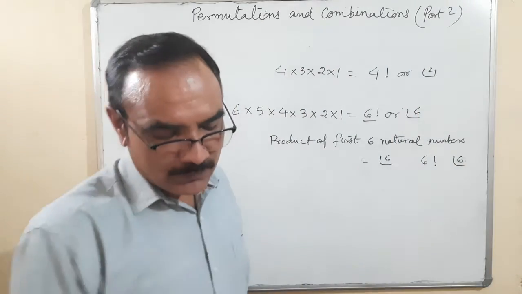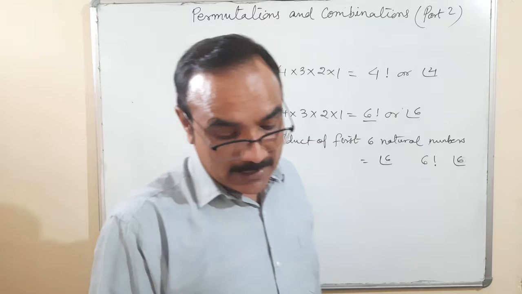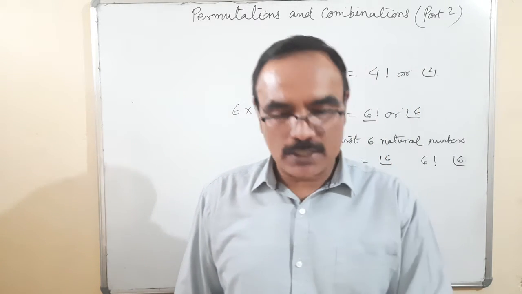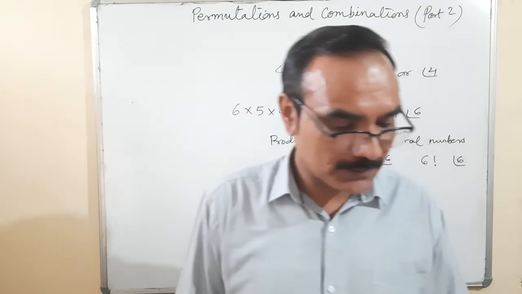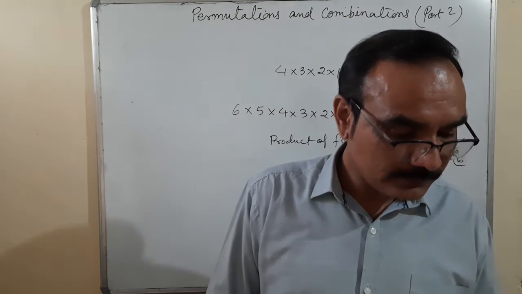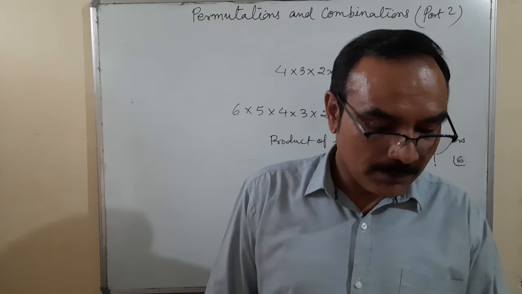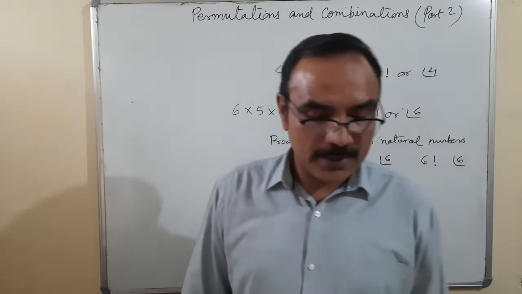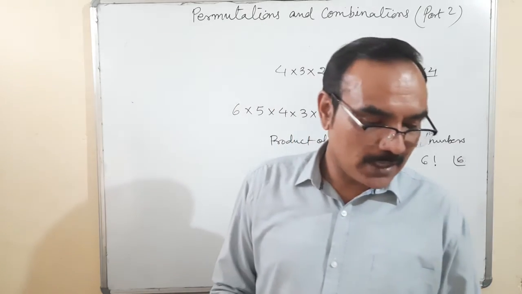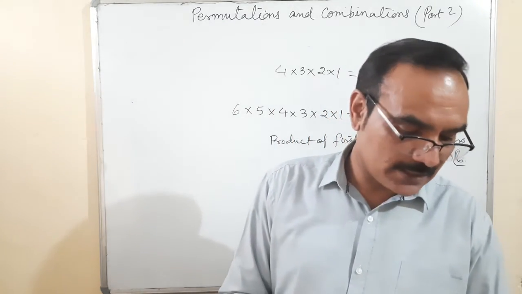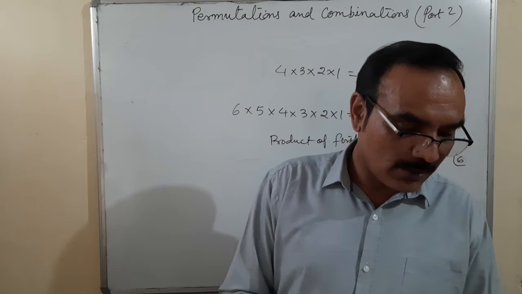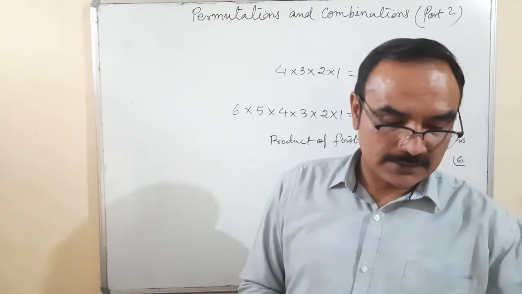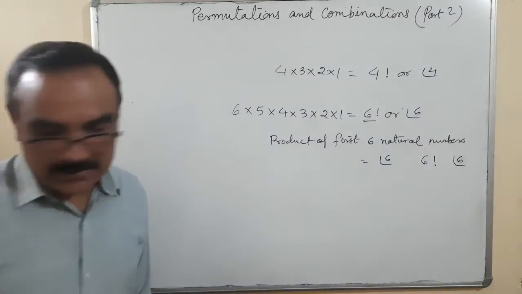Factorial 1, factorial 2, factorial 3, 4, 5, 6. And here one thing is defined, that factorial 0 is equal to 1. I will tell you how factorial 0 is equal to 1 comes. But before proving the derivation of the formula for nPr and everything, there is one exercise, exercise number 7.2. So we will discuss this exercise 7.2 first, and after that we will discuss the other things.